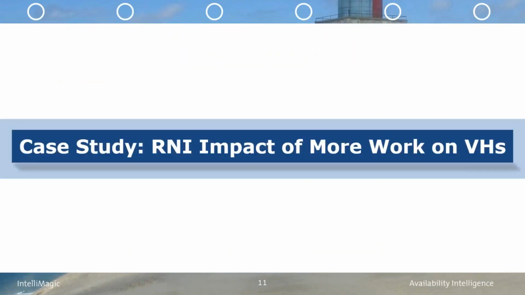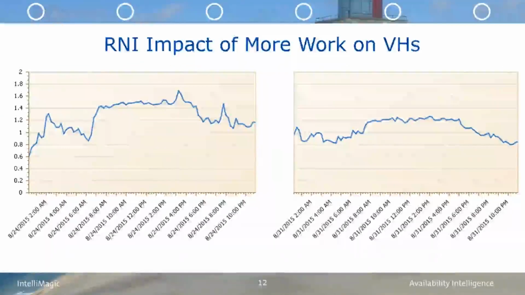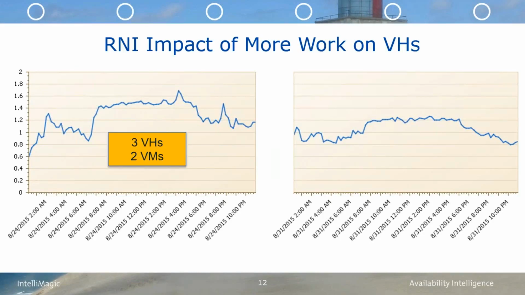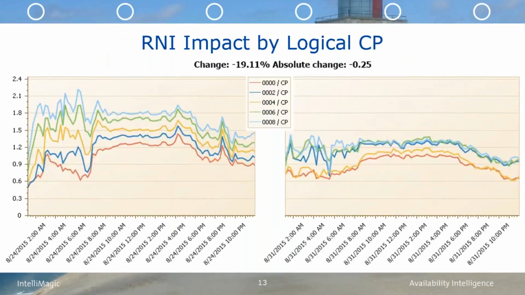So let's see if this hypothesis that work executing on vertical highs experiences better processor cache performance is validated from the SMF 113 record. This chart compares RNI values for a production system, we'll call it system 3, on a z13 across 2 separate days. The first day, the system had a vertical CP configuration of 3 vertical highs and 2 vertical mediums, and on the second date, the configuration had changed to consist of 5 vertical highs. So the significant reduction in RNI is apparent.